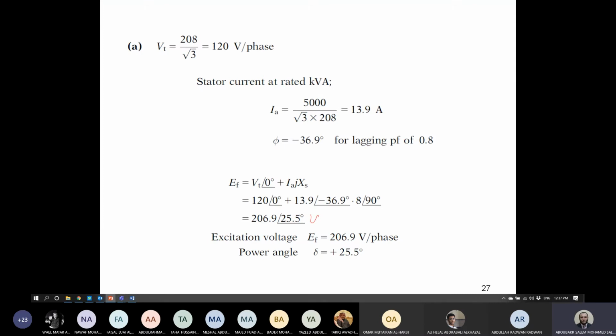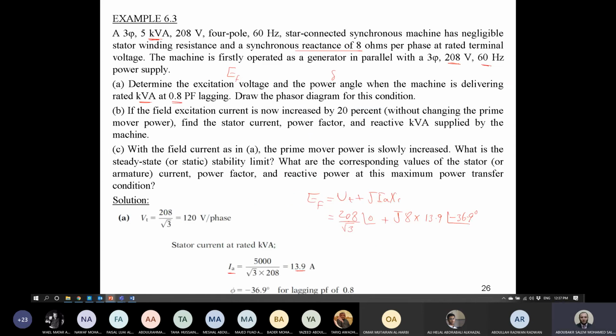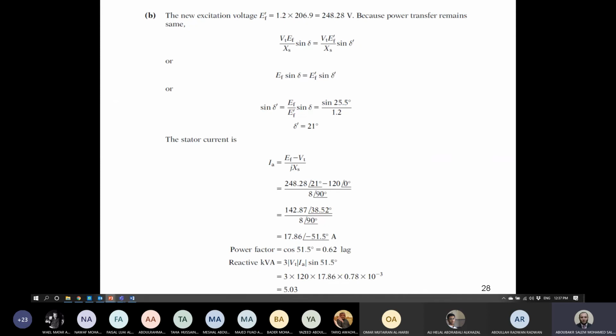Here we need to calculate the current, the power factor, and reactive power where the excitation is increased by 20% and the power is constant. So firstly, the excitation increased by 20%, so EF prime for the second case equals 1.2 multiplied by the first EMF.